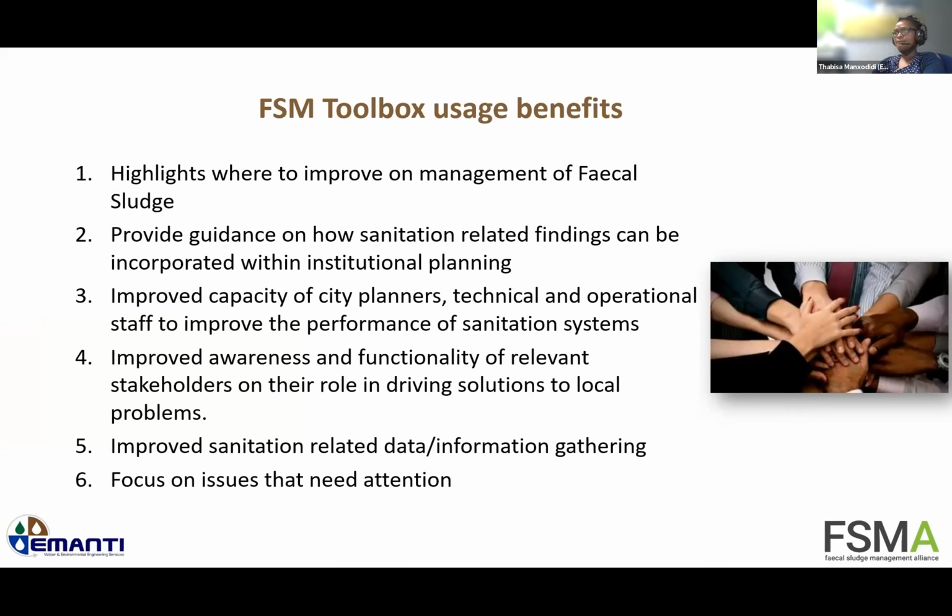As my last slide, FSM Toolbox usage benefits. What we have found is that it highlights where to improve on management of your fecal sludge as the municipality or as the utility that is working with sanitation, and also provides guidance on how sanitation related funding can be incorporated within institutional planning. It improves capacity of city planners, technical and operational staff to improve the performance of sanitation systems within the area. It also improves awareness and functionality of relevant stakeholders on their role in driving solutions to local problems.